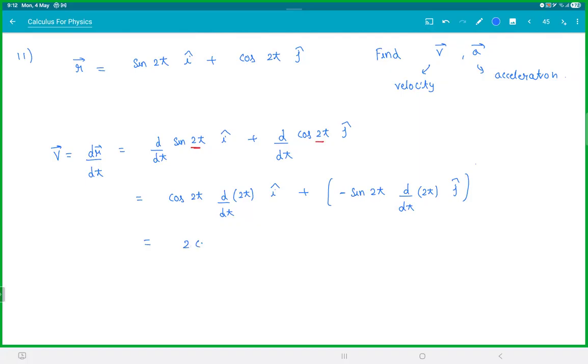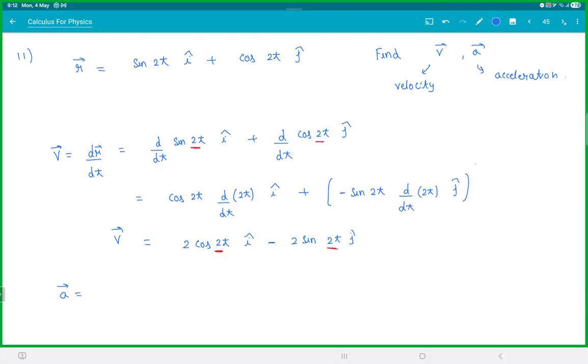Simplify this, you end up with 2 cos 2t i cap minus 2 sine 2t j cap. This is your velocity v bar. If I do it again for acceleration, by now I hope you got the hang of it. This 2t, every time you differentiate, it keeps coming out.